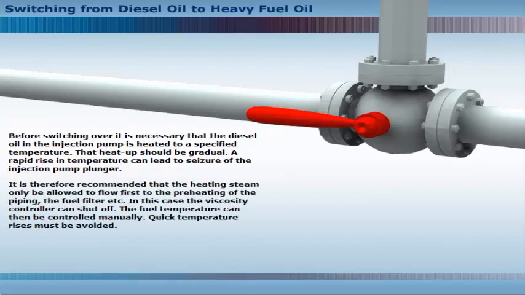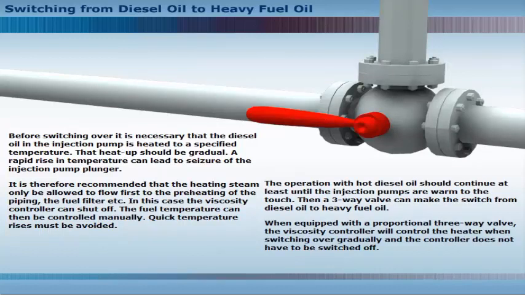It is therefore recommended that the heating steam only be allowed to flow first to the preheating of the piping, the fuel filter, etc. In this case, the viscosity controller can shut off. The fuel temperature can then be controlled manually. Quick temperature rises must be avoided. The operation with hot diesel oil should continue at least until the injection pumps are warm to the touch. Then a three-way valve can make the switch from diesel oil to heavy fuel oil.